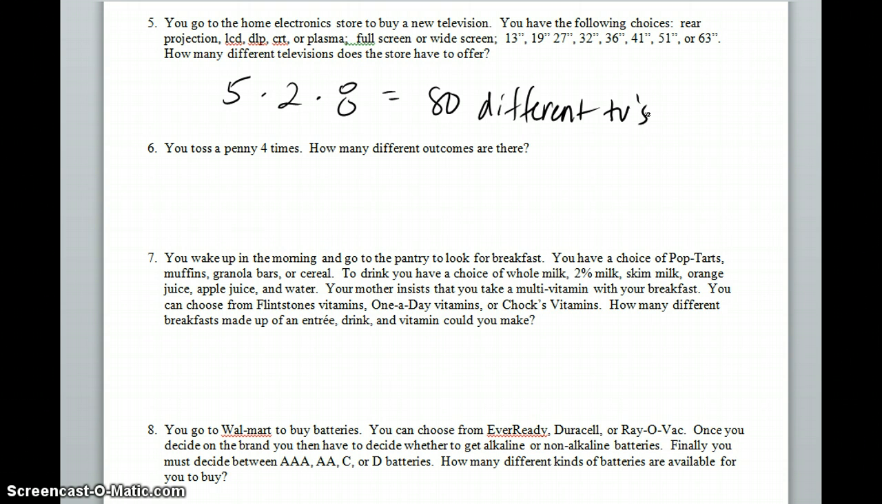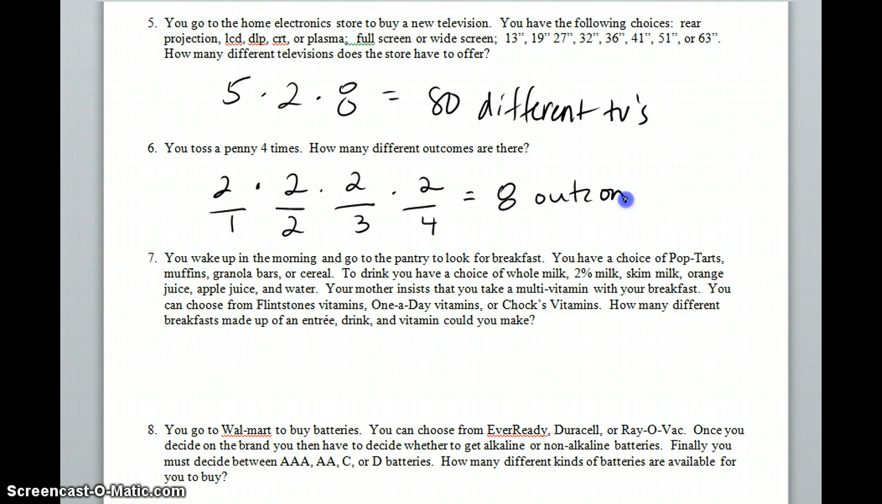All right, let's take a look at number 6. It says you toss a penny 4 times. How many different outcomes are there? Okay, well here is flip number 1, flip number 2, flip number 3, and flip number 4. How many choices do you have in flip number 1? 2. How many do you have in number 2? 2. The third, 2, and the fourth, 2. So there are 8 different outcomes that you could get when you flip a penny 4 times.